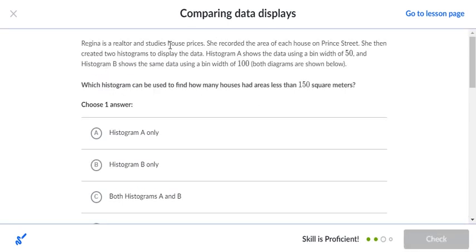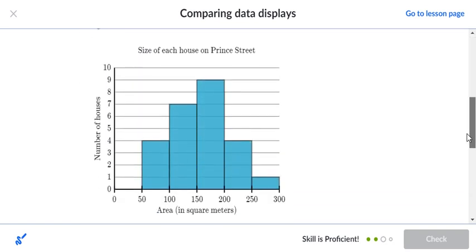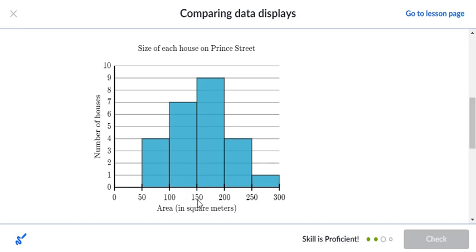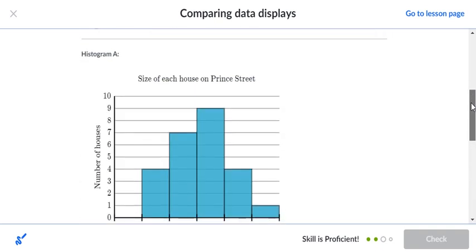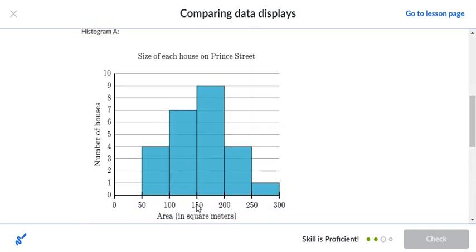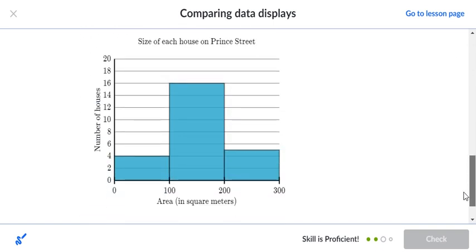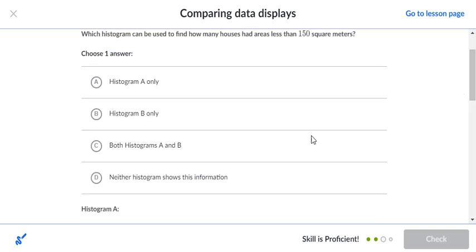Okay, Regina is a realtor and studies house prices. She recorded the area of each house on Prince Street. She then created histograms. A shows the data with a bin width of 50 and B shows it for 100. Which histogram can be used to find how many houses had an area less than 150? Now we want to go less than 150. 150 is clearly shown on the top graph. 150 is not shown on the second graph, so we really don't know where it starts because it only goes from 100 to 200. So I would go with the first one, because 150 is clearly marked there and not marked on the other. So I would say histogram A.